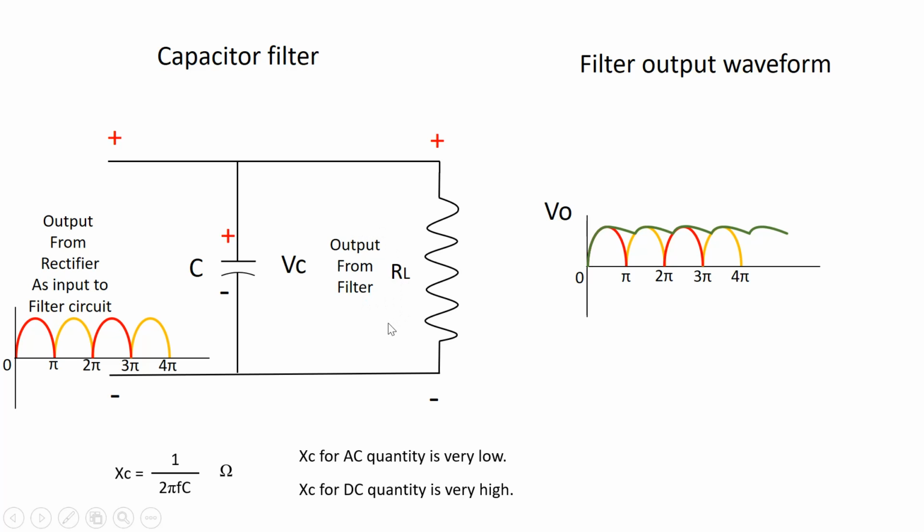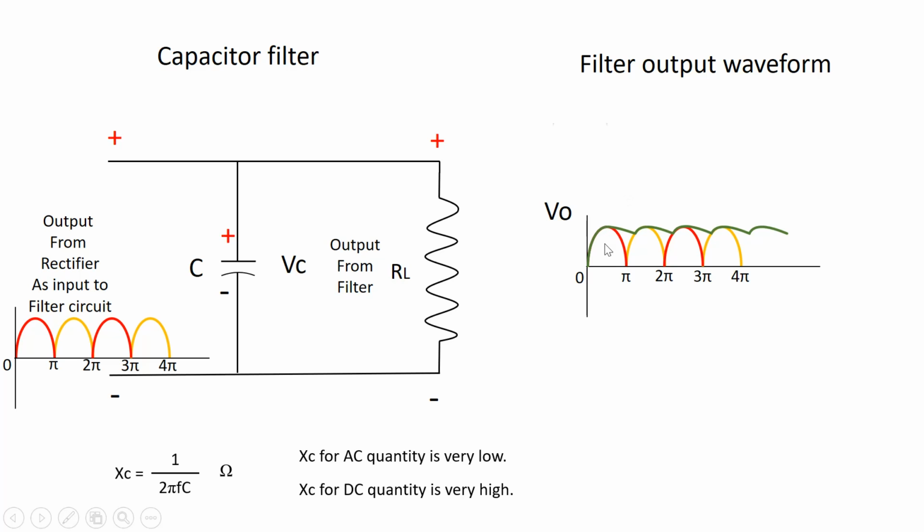Due to the higher value of this load resistance, the discharge time constant will be very high, and it slowly discharges from this peak value down to a lower value. By the time it reaches this point, again the next waveform, supplied by the input of the rectifier, will be charging the capacitor to the next peak value here.